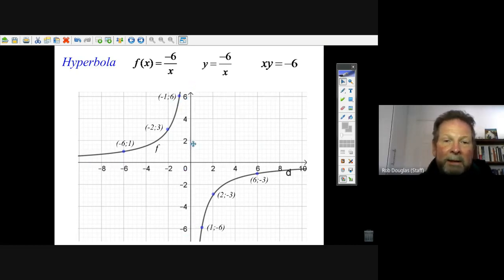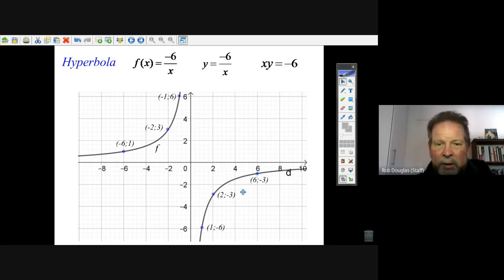Oh, these lines here in the last question and this question, they have a special name. They're called asymptotes. The x-axis is one asymptote, and the y-axis is the other asymptote. The y-axis, the equation of which is x equals 0, and the x-axis, the equation of which is y equals 0, they're called the asymptotes.